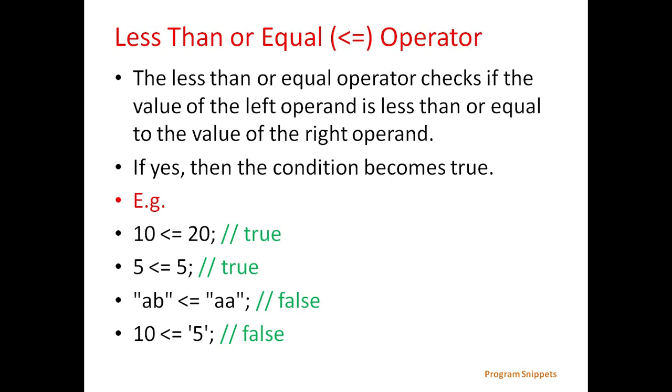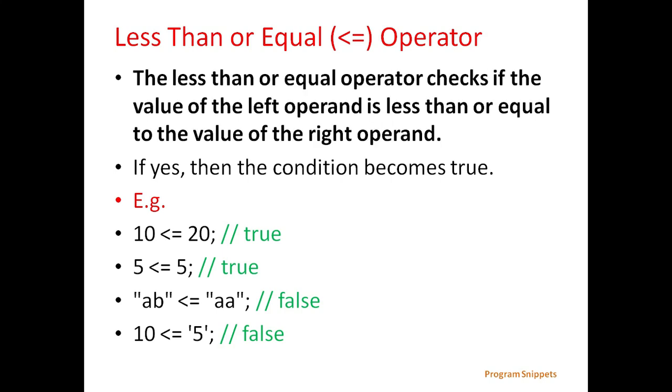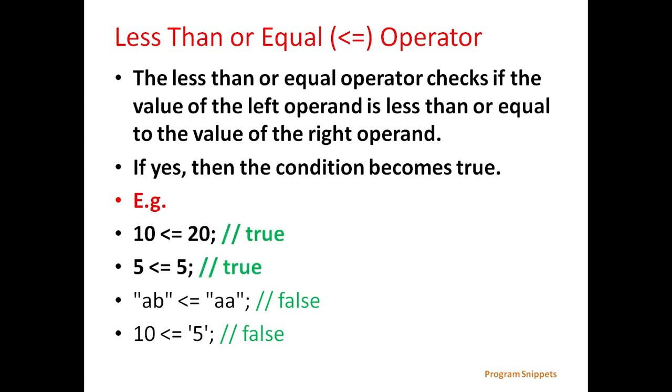Next is the less than or equal to operator. The less than or equal to operator checks if the value of the left operand is less than or equal to the value of the right operand. If yes, then the condition becomes true. For example, 10 <= 20 will return true, 5 <= 5 will return true, AB <= AA will return false, and 10 <= string 5 will return false.